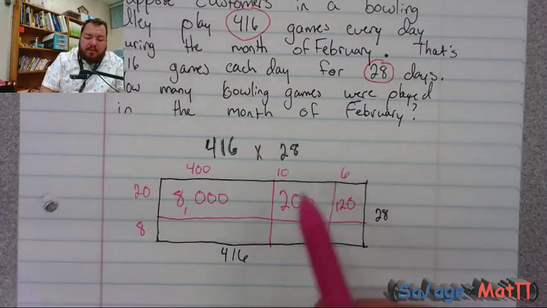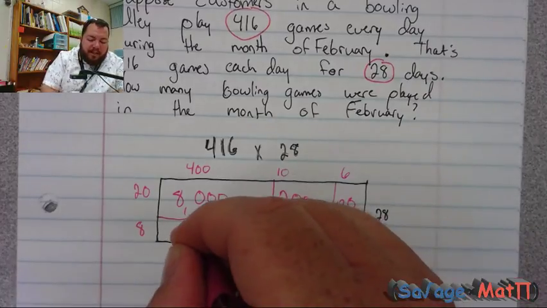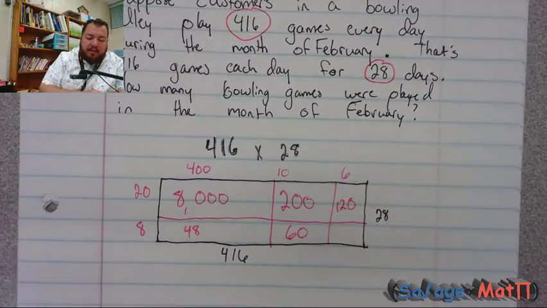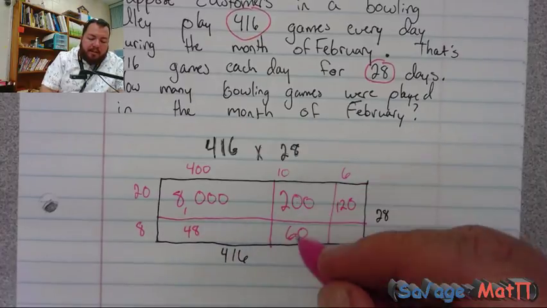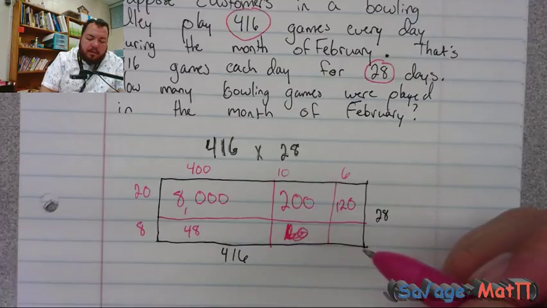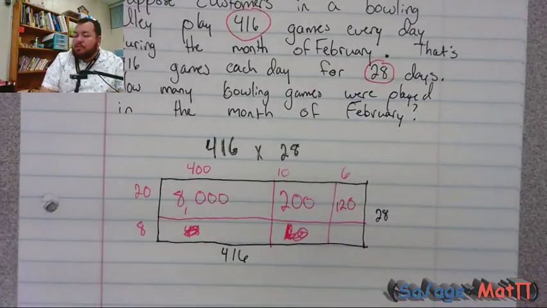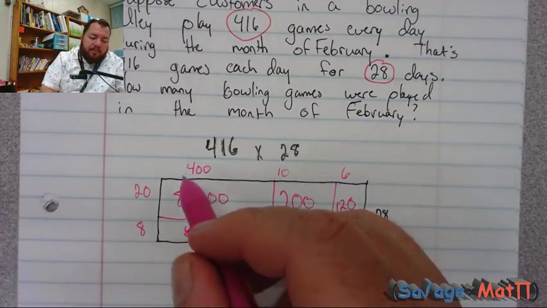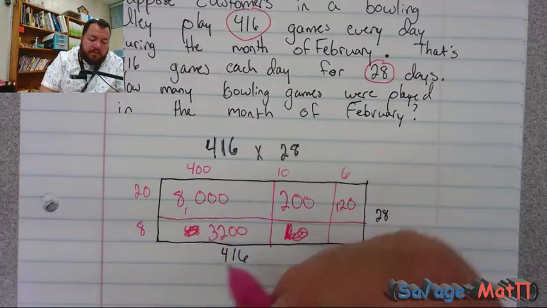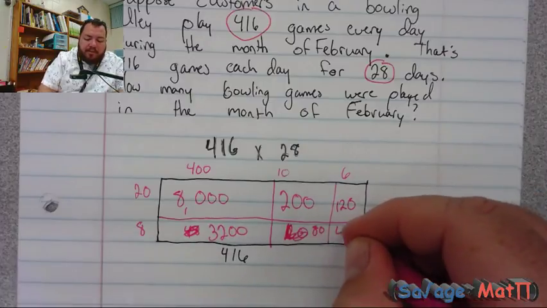Do the same thing here. 6 times 8, this one always gets me, is 48. 6 times 10 is 60. I'm sorry, I did that wrong. Hold on, guys. I made a mistake. That's why you shouldn't use pen. 400 times 8. 4 times 8 is 32, 2 zeros: 3,200. 8 times 10 is 80. 8 times 6 is 48.